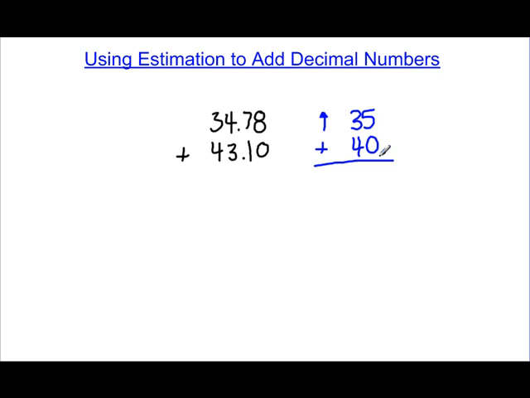Well, 5 ones and 0 ones gives me 5 ones. 3 tens plus 4 tens gives me 7 tens. So I'm left with an estimated solution of around 75, I can say. Because here I rounded up, and here I rounded down. So I'm getting a number close to 75.